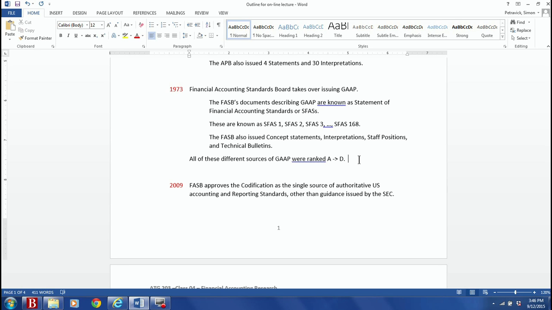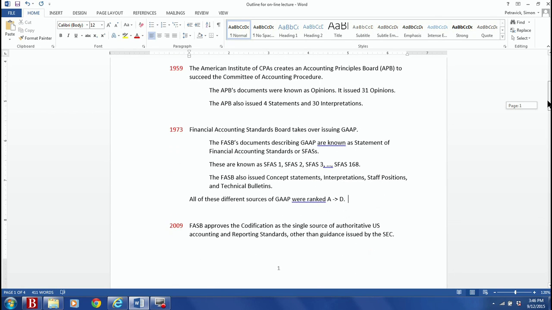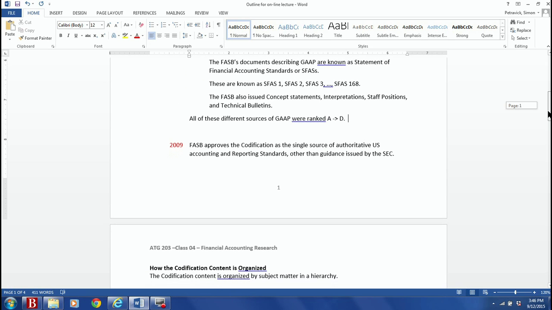Depending upon who issued the GAAP, some had more authority than others. So besides the different types of GAAP, they were also ranked A through D. By 2009, some of the ARBs were still active, some of the APBs were still active, and some of the SFASs were also active. There were a lot of places you would go to look for GAAP. So to simplify things and put GAAP all in one place, the FASB approved the codification as the single source for authoritative U.S. accounting and reporting standards.